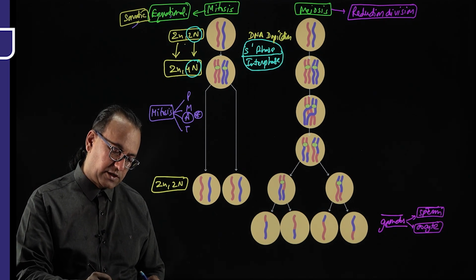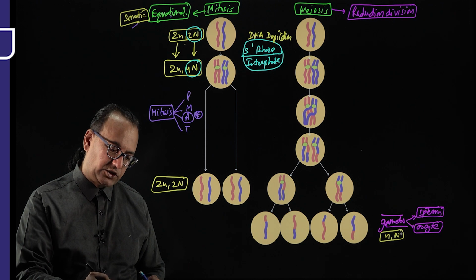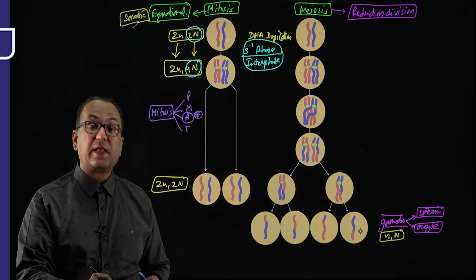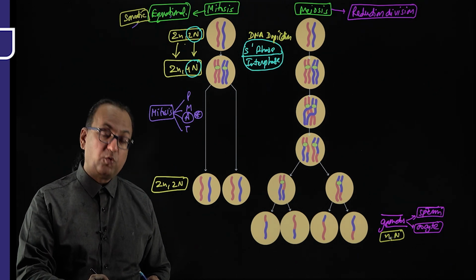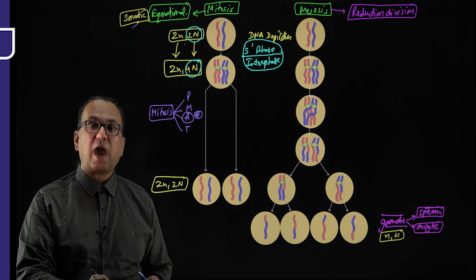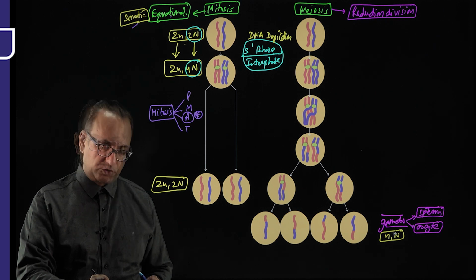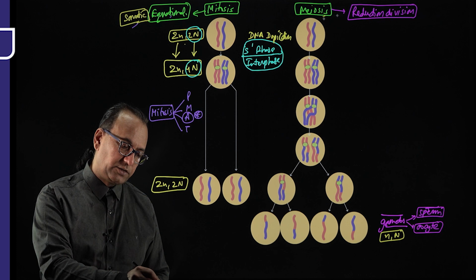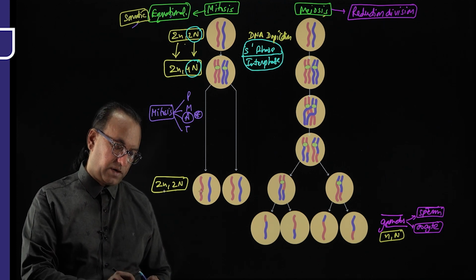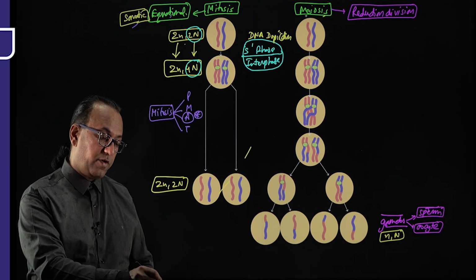The chromosome status is n and n, which is essential because only then, when fertilization happens, the sperm will bring n and the oocyte will bring the other n, and the diploid status will be restored. So the daughter cells here are haploid when you talk about meiosis, whereas the daughter cells in mitosis were diploid. Now let us focus upon meiosis in detail.